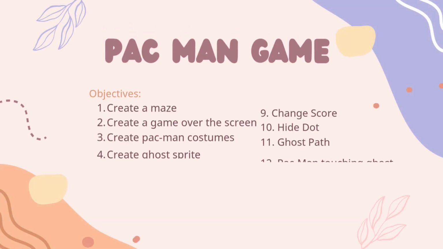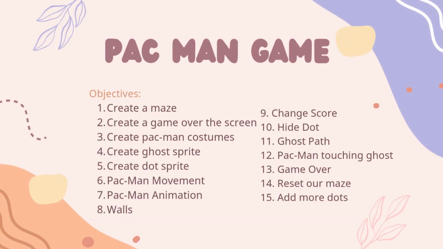Welcome back. Today, we're going to recreate the Pac-Man game on Scratch. The objectives of our game are to create a maze, create a game over screen, create some Pac-Man costumes, create a ghost sprite, create a dot sprite, Pac-Man movement, Pac-Man animation, design walls, change score, hide dots, create ghost paths, Pac-Man touching ghost scenario, game over scenario, reset our maze, and finally add more dots. That's a lot, so take your time to understand and work through it.